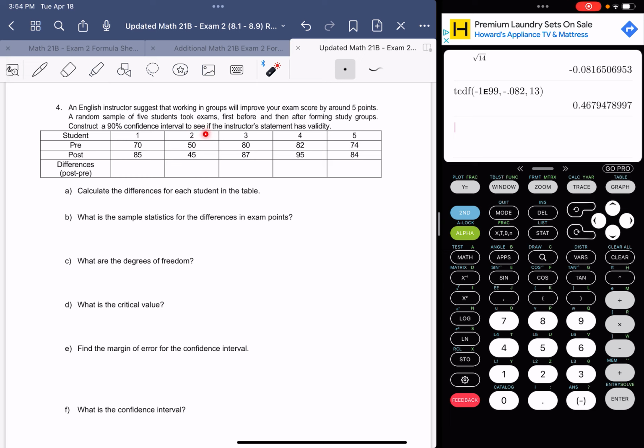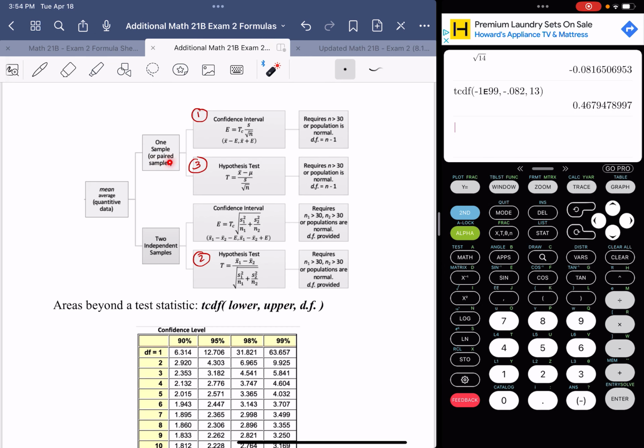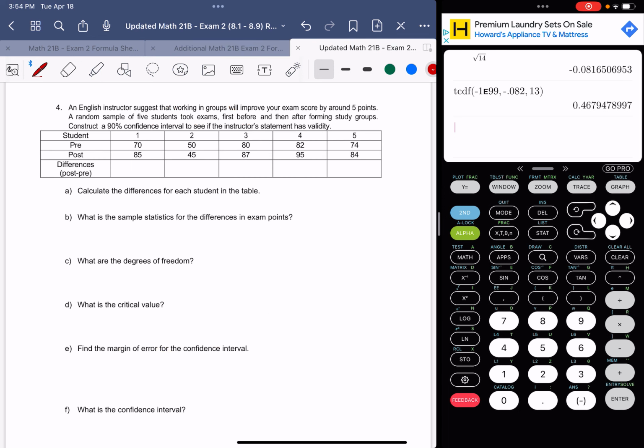That's why they're paired. We're not just doing a pre and post of random people, okay? We're linking them back to the same student. So paired samples here. And is this a confidence interval question or a hypothesis test? Confidence interval. So this is for number 4, doing the confidence interval for paired samples. Okay, and it says here, construct a 90% confidence interval.